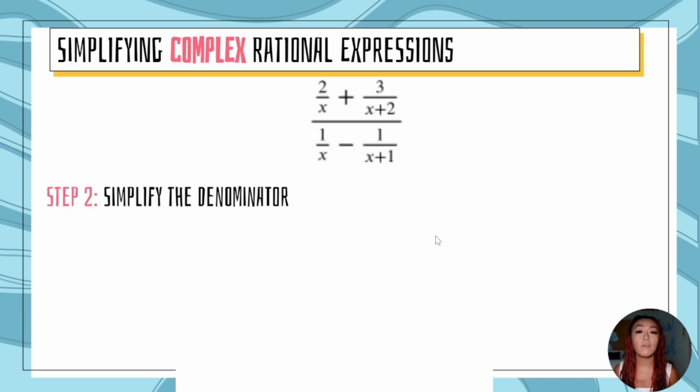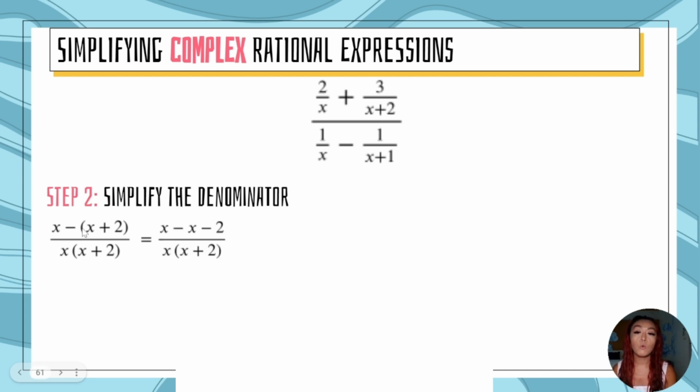Now we have to simplify the denominator. So here's where some strategy comes in. We want to simplify the denominator in a way where we're going to get the same common denominator as we did in the numerator, right? Which was x times (x + 2). So simplifying the denominator, we get x - (x + 2) all over x times (x + 2).